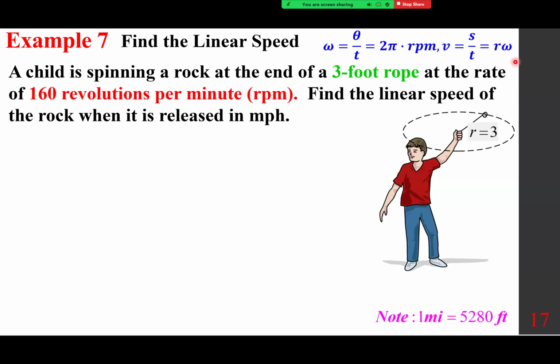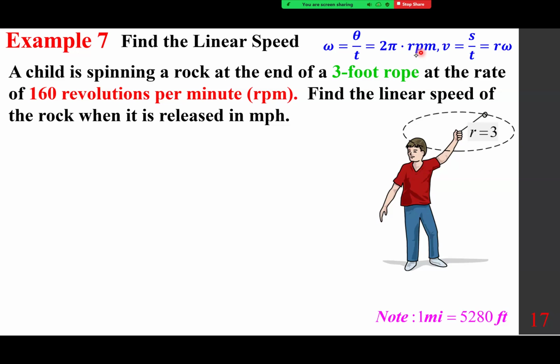And I'm writing the formulas. Omega is theta over t, or 2 pi times RPM. v is s over t, or r omega. Please understand that a complete revolution is 2 pi radians. So for example, 2 revolutions is 4 pi radians. 10 revolutions is 10 times 2 pi. So that's why we have 2 pi times RPM.